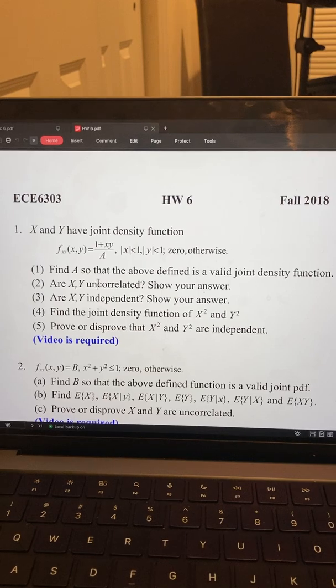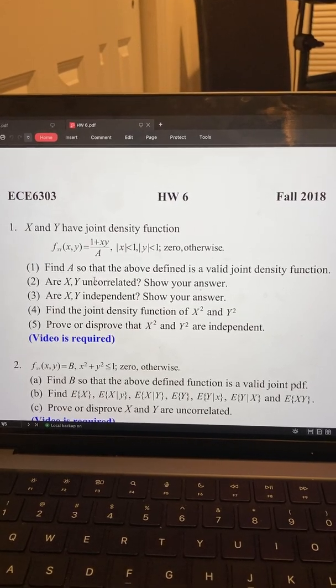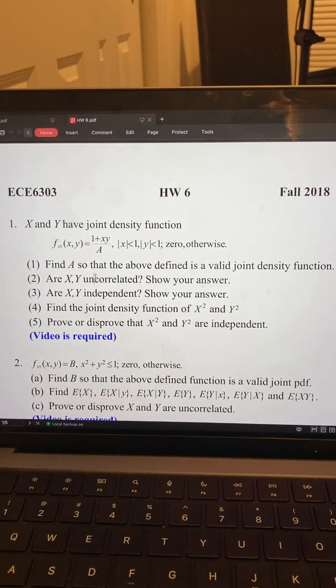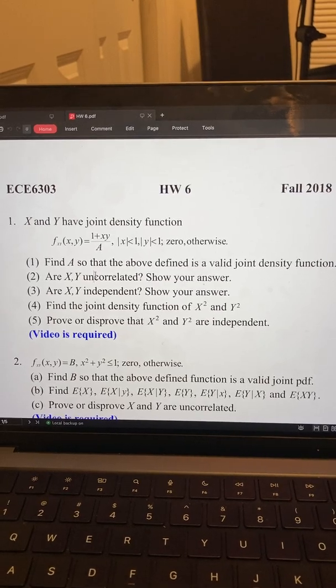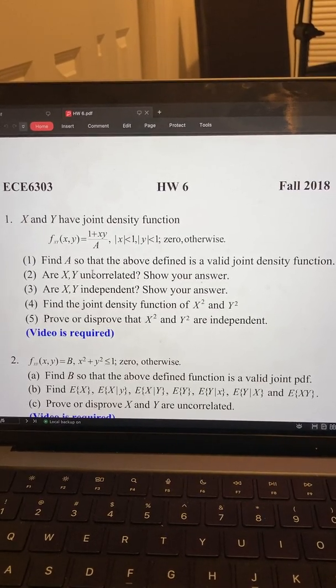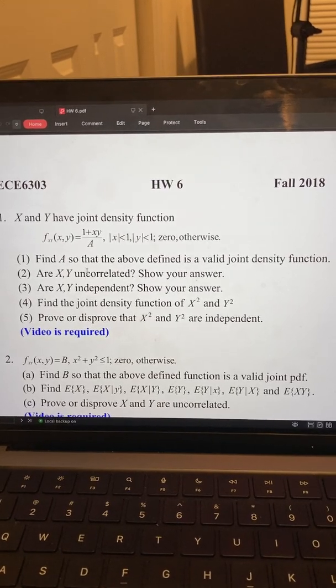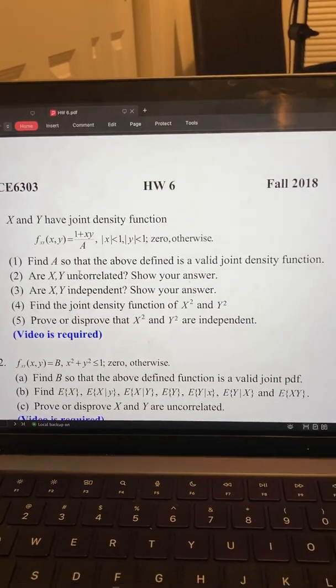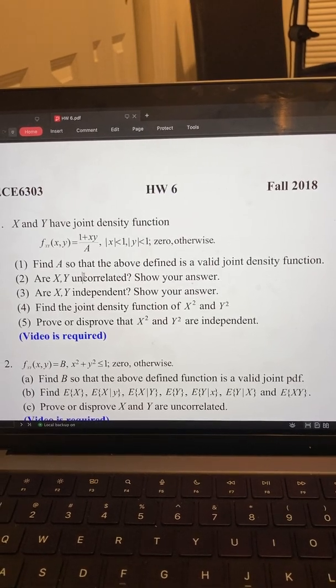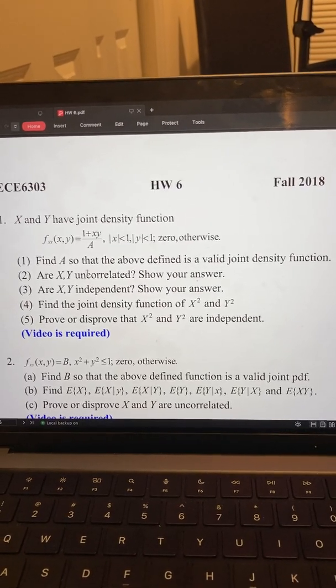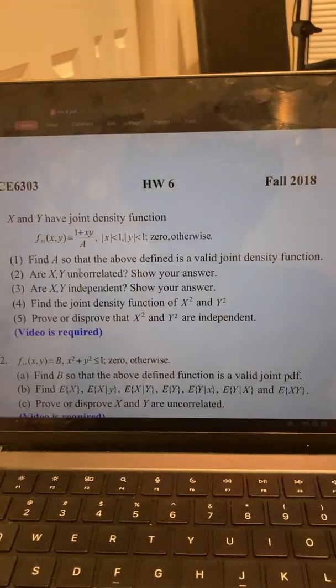Let us look at question number one. In question number one, we are given the joint density function f_XY(x, y) as 1 plus xy by a, and we are given the conditions for mod x and mod y. In part one, we were told to calculate the value of a. So let us look at the solution for this.